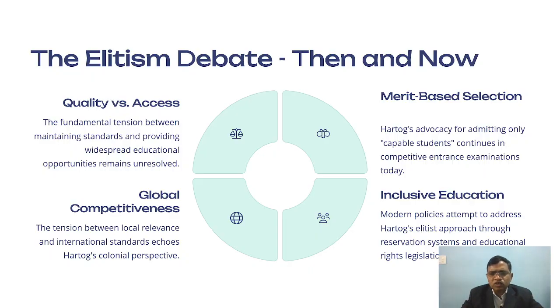Then inclusive education. Modern policies attempt to address the Hartog elite approach through the reservation system and education right legislation. So they want to give good education to all, along with the elite, through reservation. 25% in private schools for the poor people still exists. So this is a foundation given by this Hartog committee. The elitism debate was there at that particular time, and now also it is there.